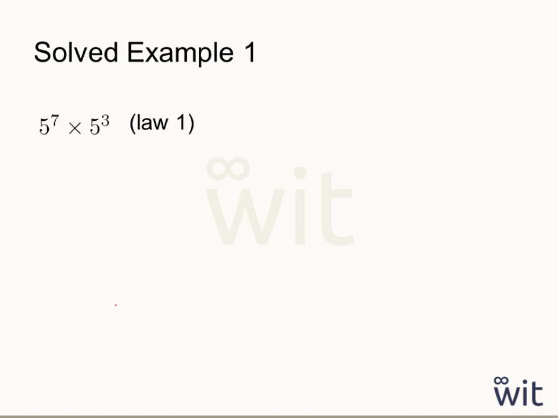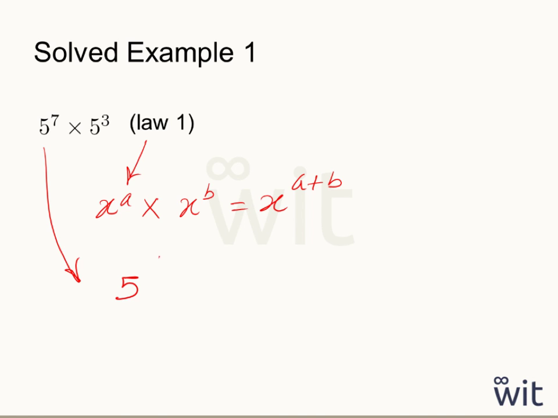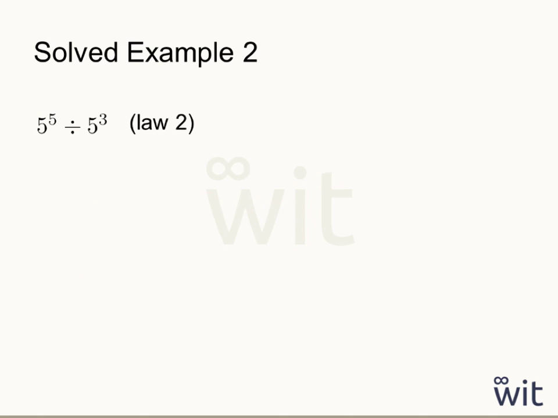For the first one, recall that the law states that a variable raised to the power of a times another variable raised to the power of b will be a variable raised to the power of a plus b. So to answer that question, your guess is as good as mine. You would have 5 raised to the power 7 plus 3, which is going to be 5 raised to the power 10. So that's the answer. That solves the first question on the first law.